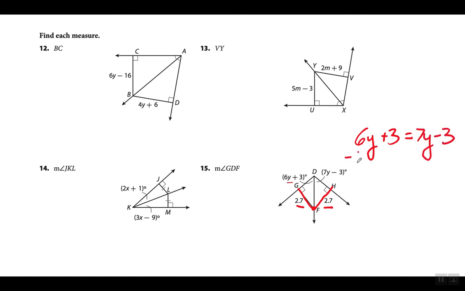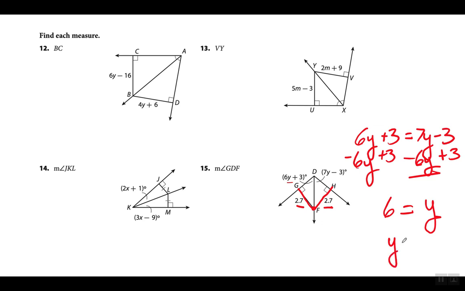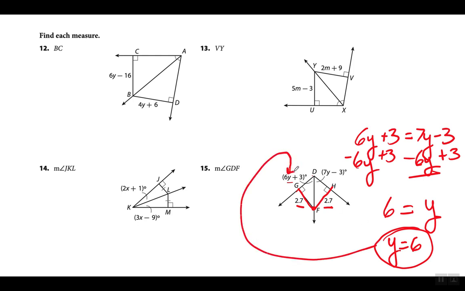So I'm going to move the 6y to the right by subtracting. 7y minus 6y is 1y. And I'm going to move the minus 3 to the left by adding. 3 plus 3 is 6. So y equals 6. Now I got to plug it in, GDF. So I'm going to plug it in right here. 6 times 6 is 36. 36 plus 3 is 39.